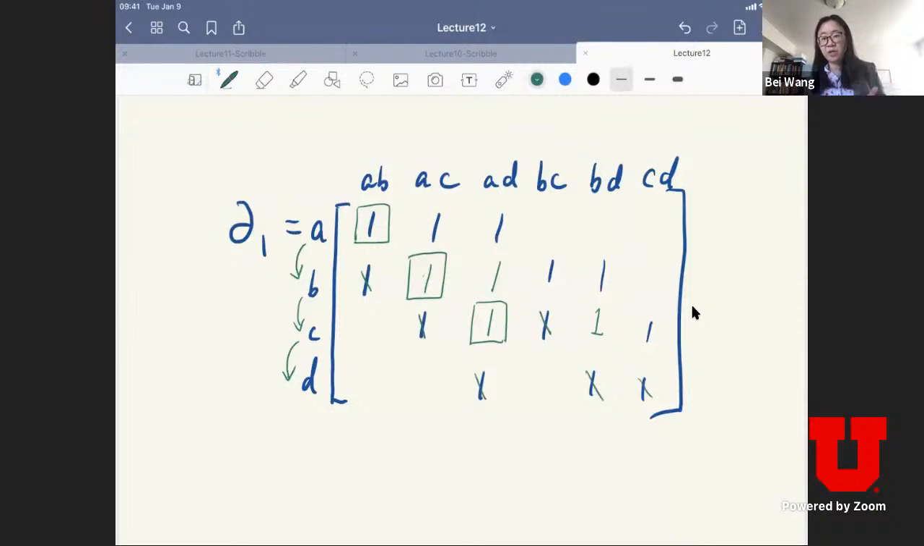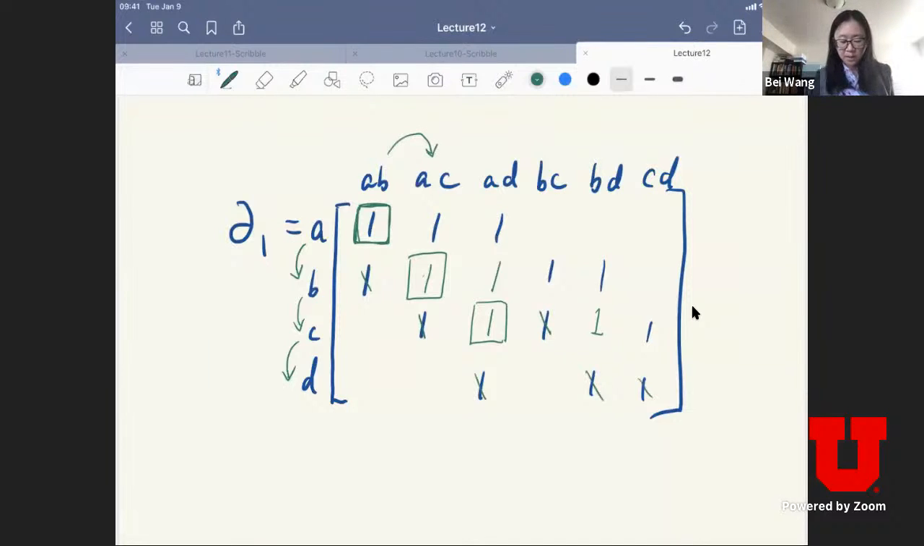Now I need to proceed with column operations. With column operations, I want to make the first one, the one I'm circling, the unique one in its row, because I want a diagonal shape. So now I need to add the first column onto the second column.